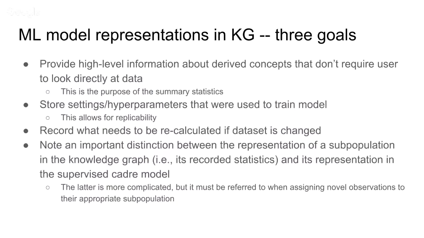So we have three goals here, like what exactly we're trying to do. We want to have this high level of information about the derived concepts that link directly to the data and the model. And we'll be able to replicate our model construction with hyperparameters and that sort of thing. And then what you can think about is, supposing we got a new wave of data from the most recent year, then that would invalidate some findings, not others.